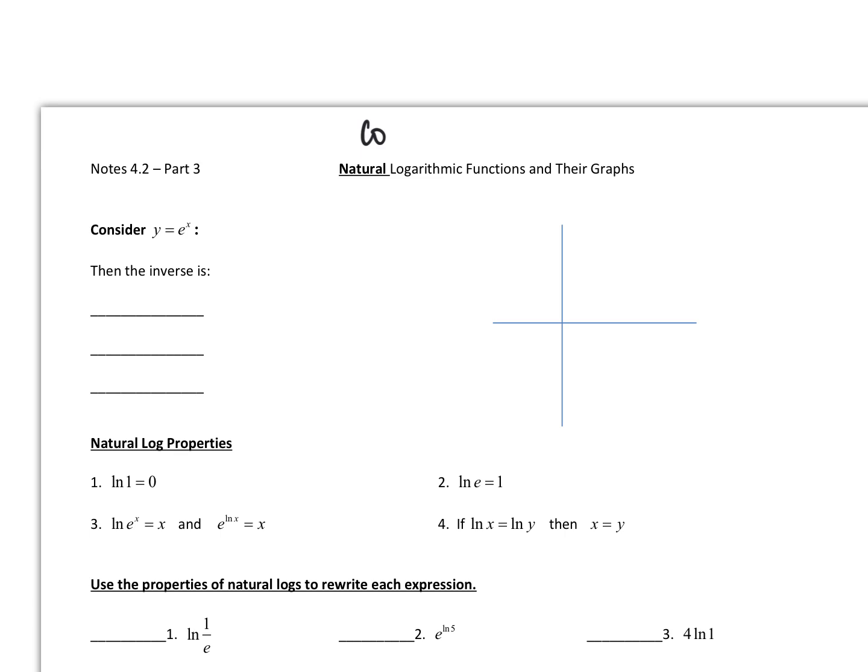So the common logarithm is the log base 10 of whatever x is, okay? Log base 10, but we don't really write the 10. It's just understood 10. So we call it common log.